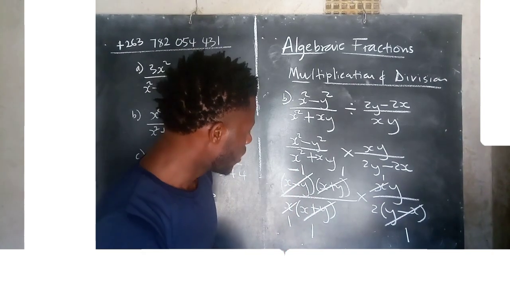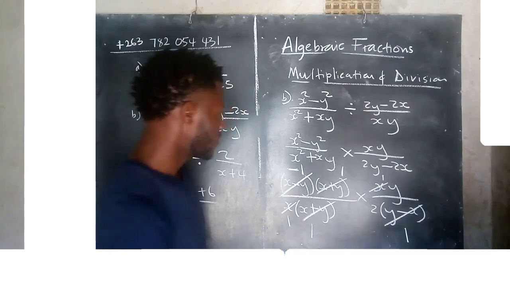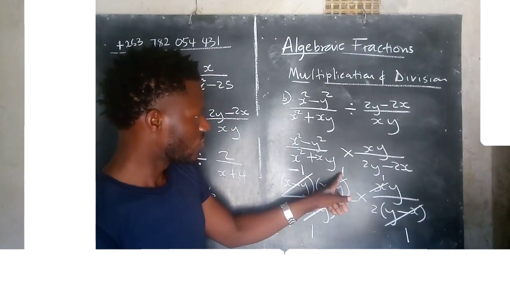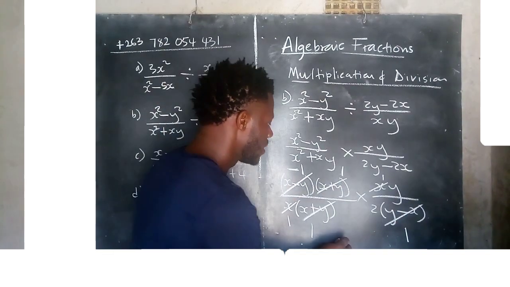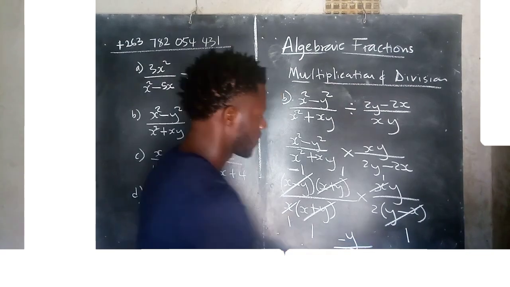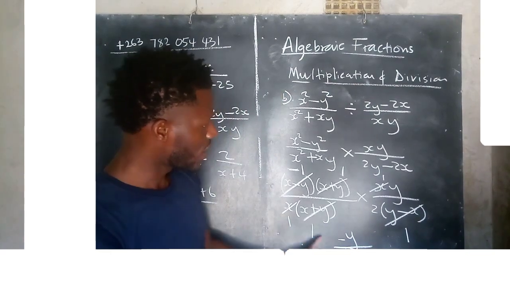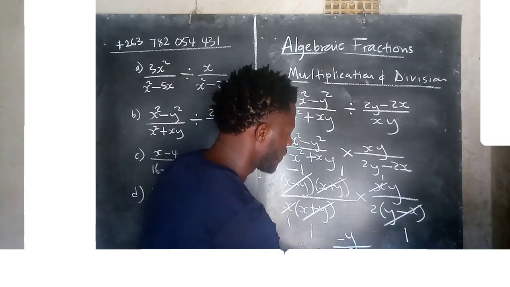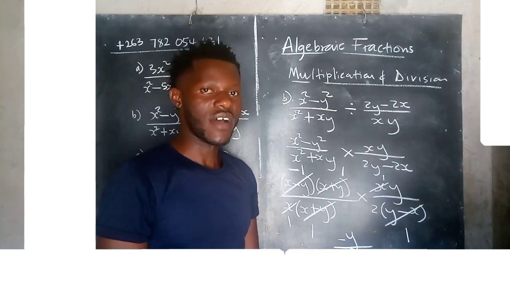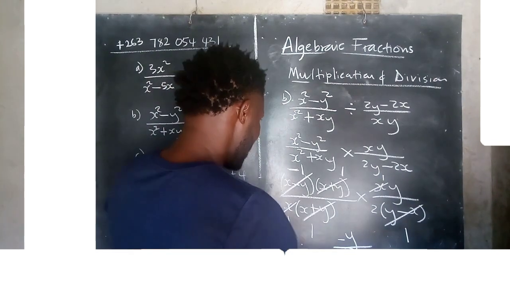So now let's collect the terms that remained. As for the numerators, we have minus 1 times y. So finally we have minus y over. As for the denominators, 1, 1, we are left with the 2. So the final answer is minus y over 2. As simple as that. One last example.